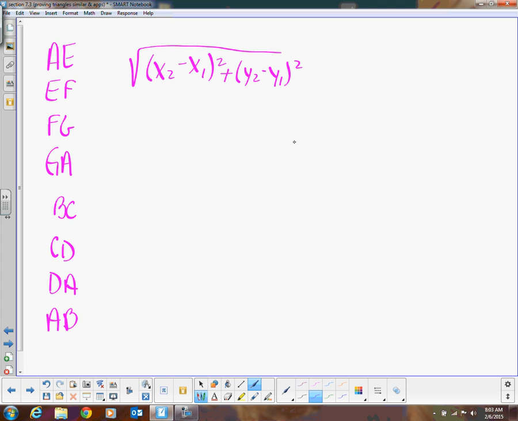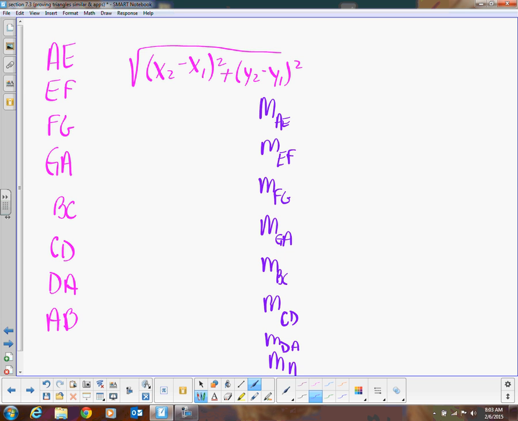All right. Those angles look to be like 90 degrees, so now you need to find the slope of AE. You need to find the slope of EF. You need to find the slope of FG. And do you see my notation? This helps you keep track of which slope is which. Slope of GA, you need to find the slope of BC. You need to find the slope of CD. You need to find the slope of DA. And you need to find the slope of AB. And the slope formula is y2 take away y1 over x2 take away x1.